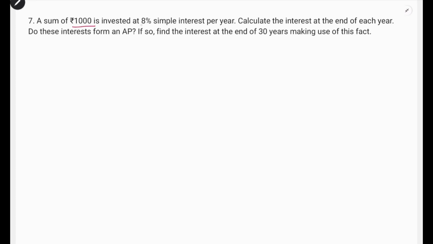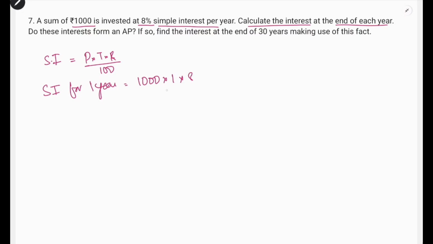See, 1000 is invested at 8% simple interest every year. Okay, now we need to calculate the interest at the end of each year. Okay, what is the interest? Simple interest formula, it is P into T into R divided by 100. Now we will calculate the interest for 1 year. Simple interest for 1 year is equal to P, principal is 1000 into time is 1 year, R is rate of interest is 8% by 100. Okay. Two zeros get cancelled. It is 80 rupees. This is simple interest for 1 year.